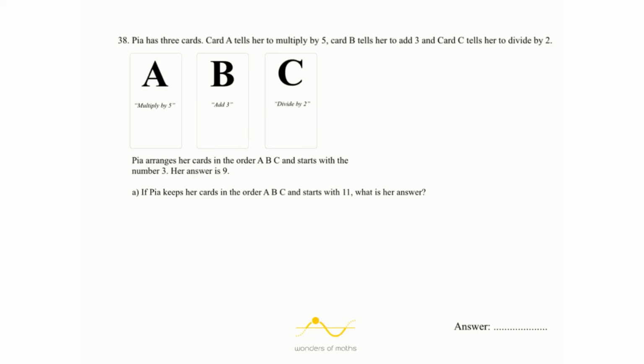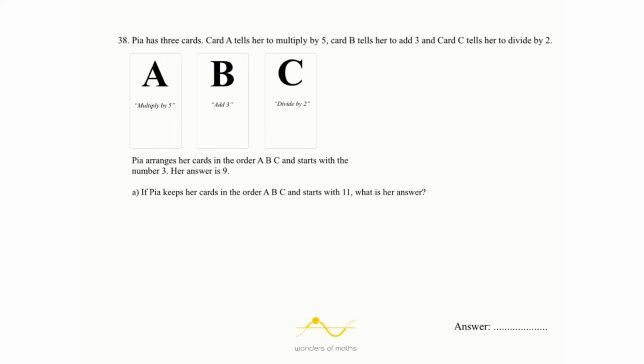Consider this question. Pia has 3 cards. Card A tells her to multiply by 5, card B tells her to add 3, and card C tells her to divide by 2. Pia arranges her cards in the order A, B, C and starts with the number 3. Her answer is 9. If Pia keeps her cards in the order A, B, C and starts with 11, what is her answer?